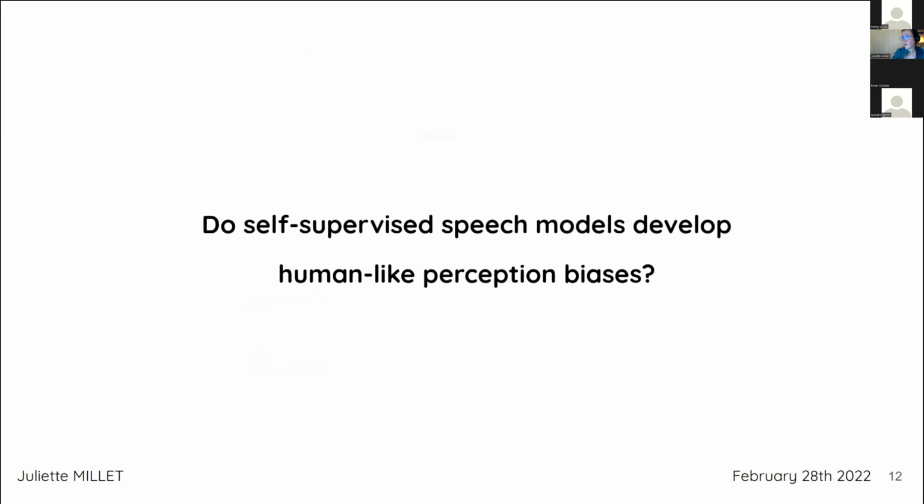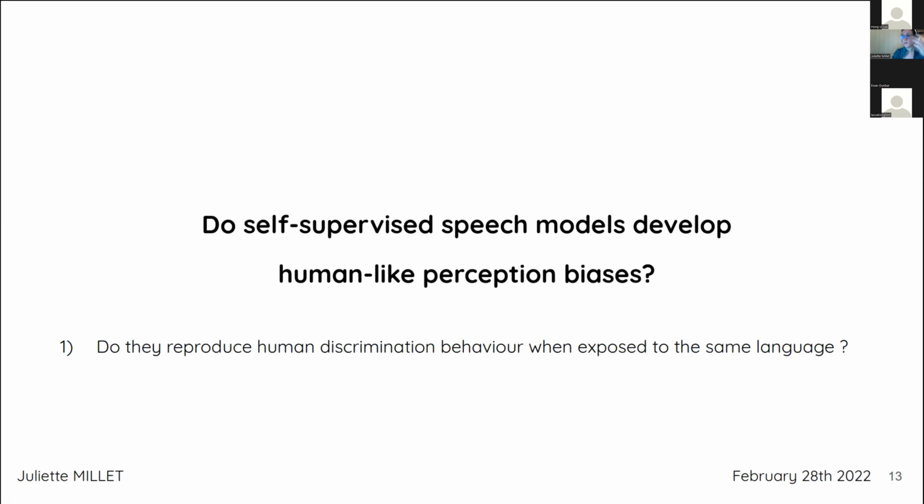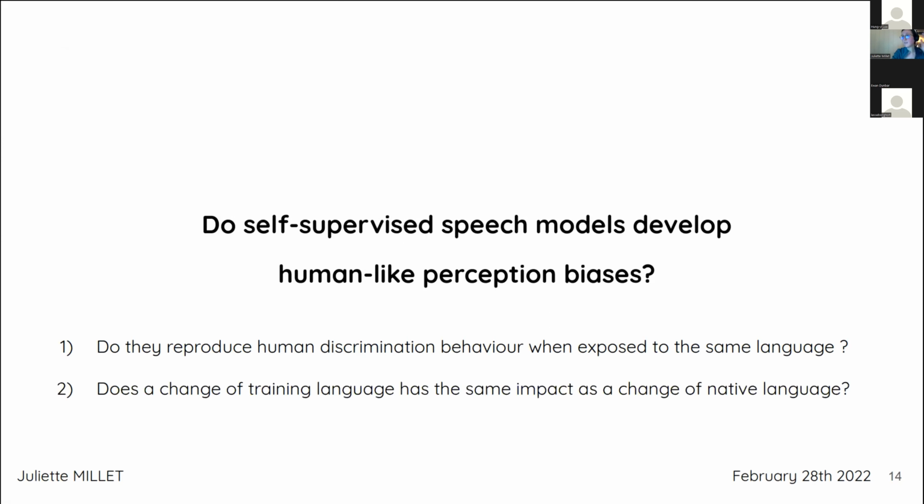Okay, so the question we have in this work is: we know that as humans, we are influenced by our native language. Is the same thing happening for self-supervised models with their training language? Do self-supervised speech models develop human-like perception biases? We actually have 2 sub-questions relating to that. The first one is, do they reproduce human discrimination behavior when exposed to the same language? And the second question is, does a change of training language have the same impact as a change of native language for humans?